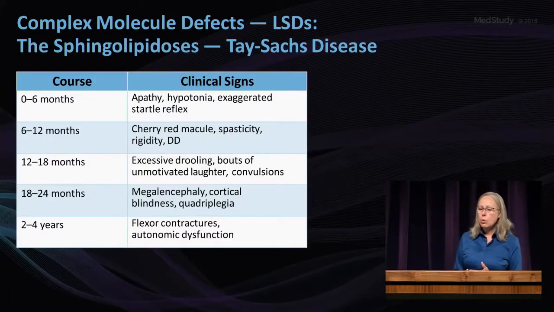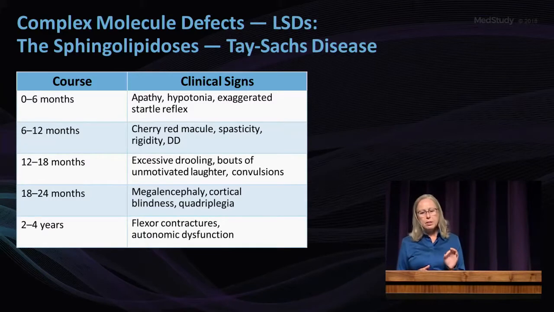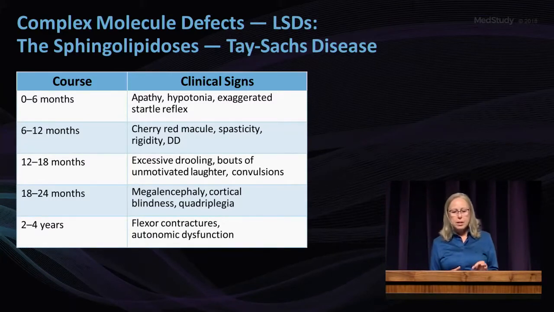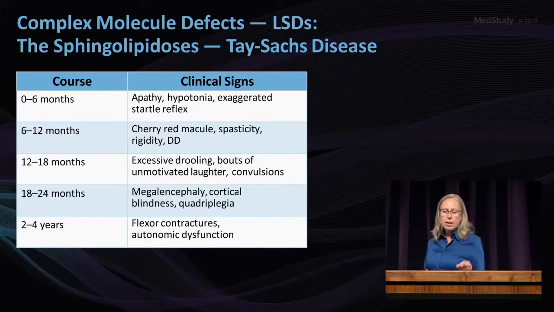There is a typical course where at 0 to 6 months, you get apathy and hypotonia. 6 to 12 months, you'll start to see the cherry red macula. The child becomes spastic and rigid. 12 to 18 months, drooling and seizures. 18 to 24 months, megalencephaly, cortical blindness, quadriplegia, and then death with contractures, autonomic dysfunction at 2 to 4 years of age.